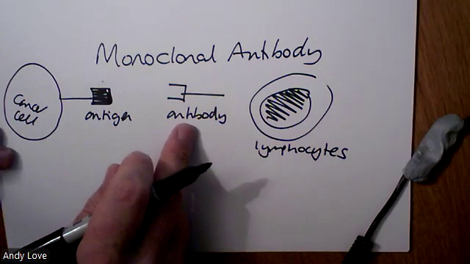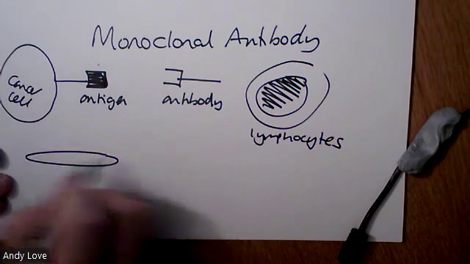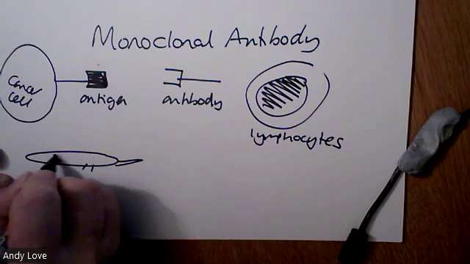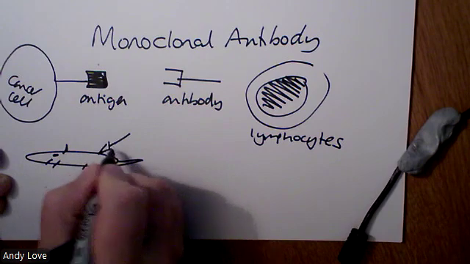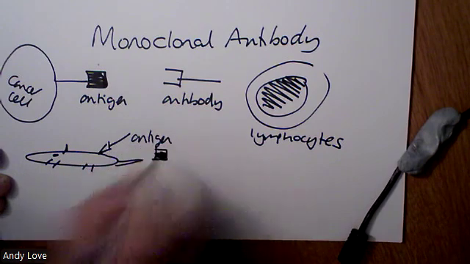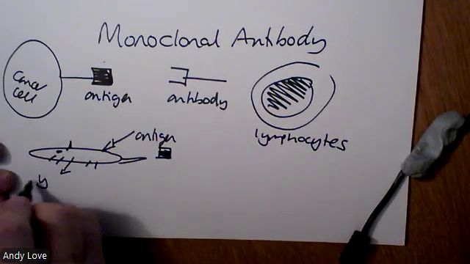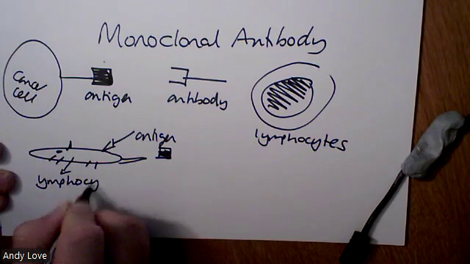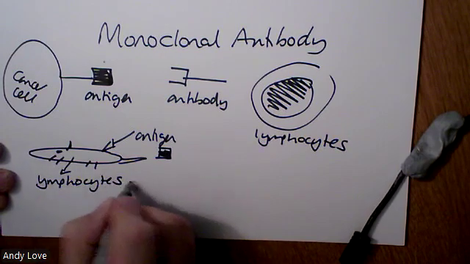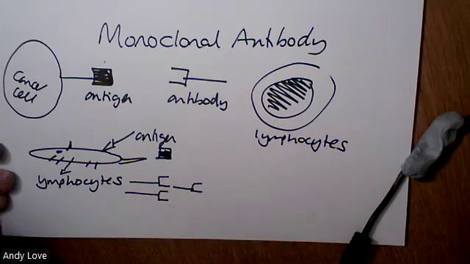Now, we can design these antibodies. We can make antibodies. And how you make them is you take a mouse, some of you might not like this, and you inject it with an antigen. So I'm going to inject it with a square antigen. Now, inside the mouse, it will have lymphocytes, and these lymphocytes will make antibodies. Okay, can you see? They'll lock onto that. Happy days.